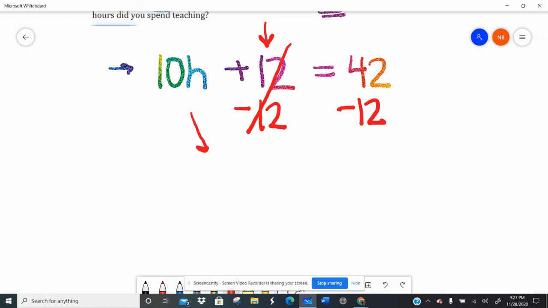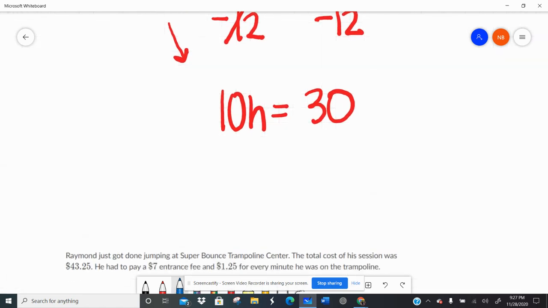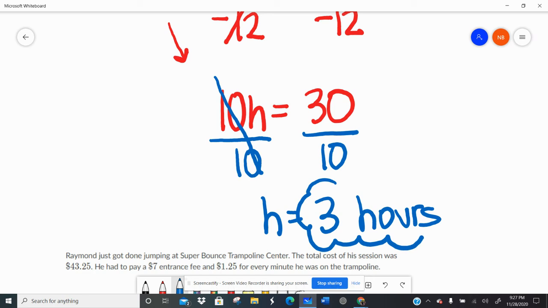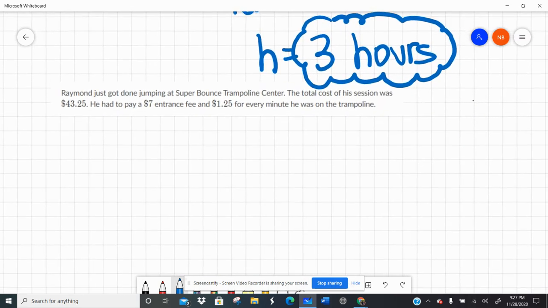It goes away here on the left. I bring down my 10h, and 42 minus 12 is 30. Now I have a one-step equation, all right? I have 10 times h. The opposite of multiply is divide. I divide each side by 10, so h equals 3 hours is how long you worked as a tutor. Woo! Did it. Nailed it. So we set up our equation, and then we follow the steps of equations to find our answer.